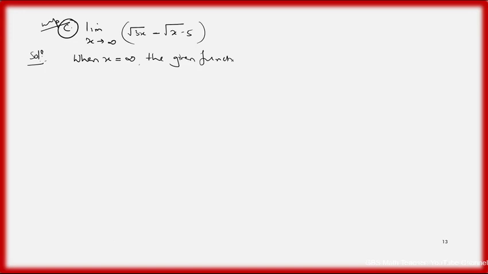Question is like this: limit x tends to infinity, root 3x minus root x minus 5. We have given this. Okay, this is a good question, a so-called important question. Solution: here, when x equals infinity, the given function takes the form infinity minus infinity.